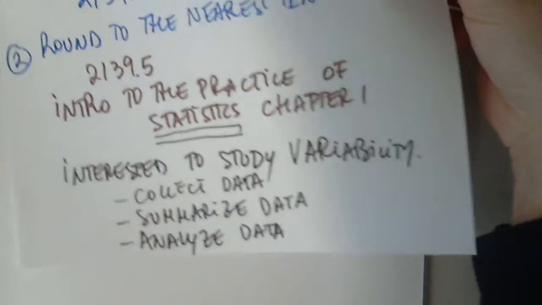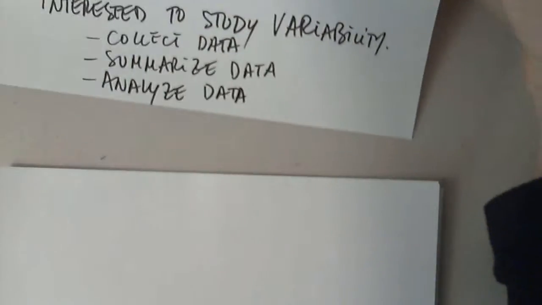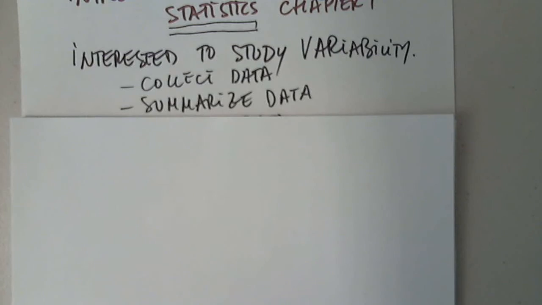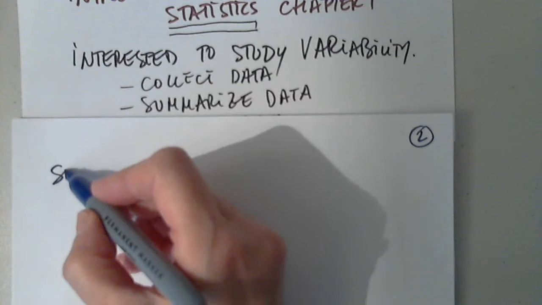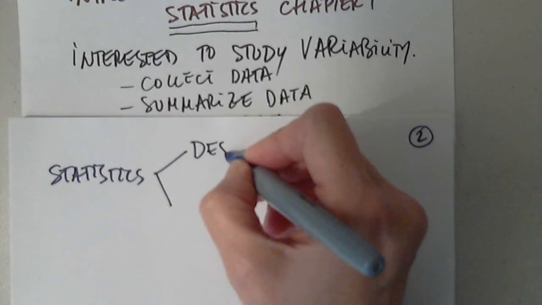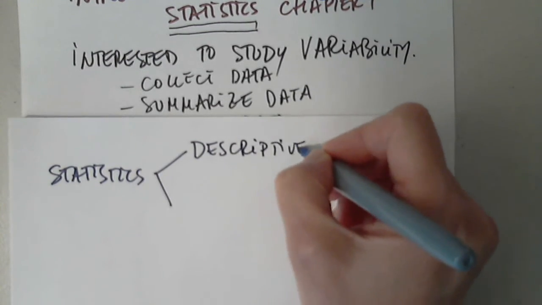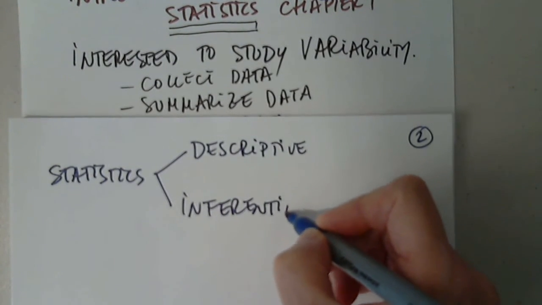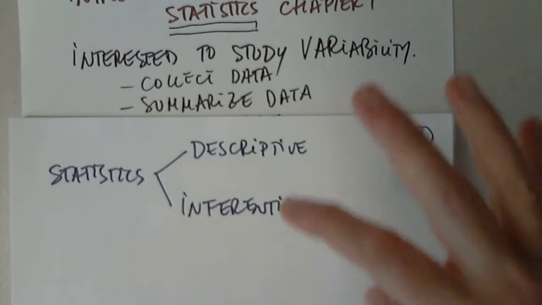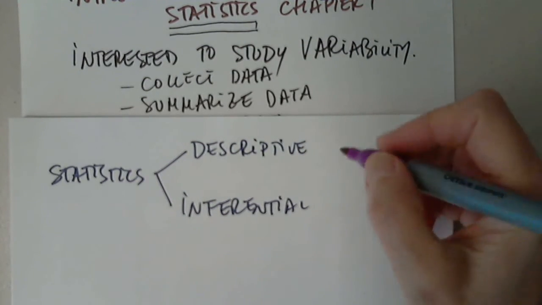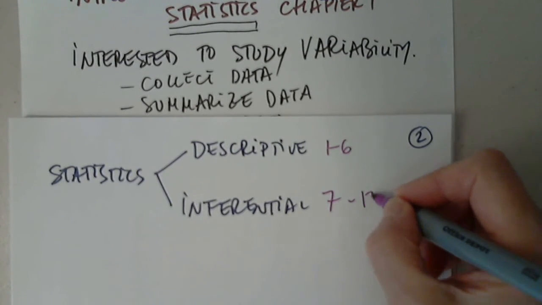We're going to look at two different types of statistics. Tell me at any point in time if I'm not centered, if something is not clear, keep me on the right track, please. And I'll try to do the same. So we have two different types of statistics: descriptive and inferential. Descriptive is basically going to be chapters 1 through 6, and inferential is 7 through 12.